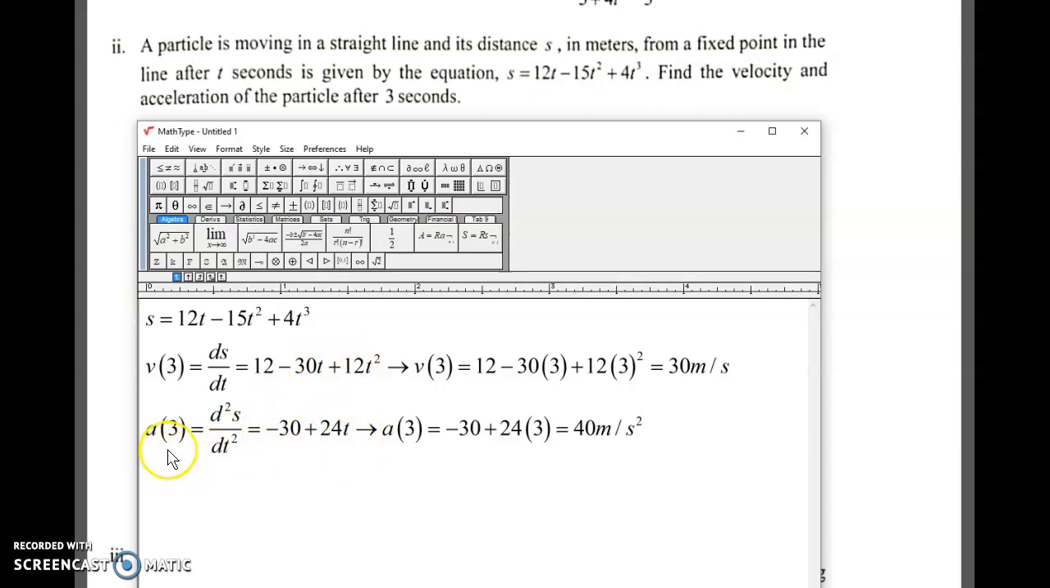So to obtain the acceleration during the 3rd second, just substitute it here and we'll get 40 meter over second squared. Right, so that is the solution for this second example.